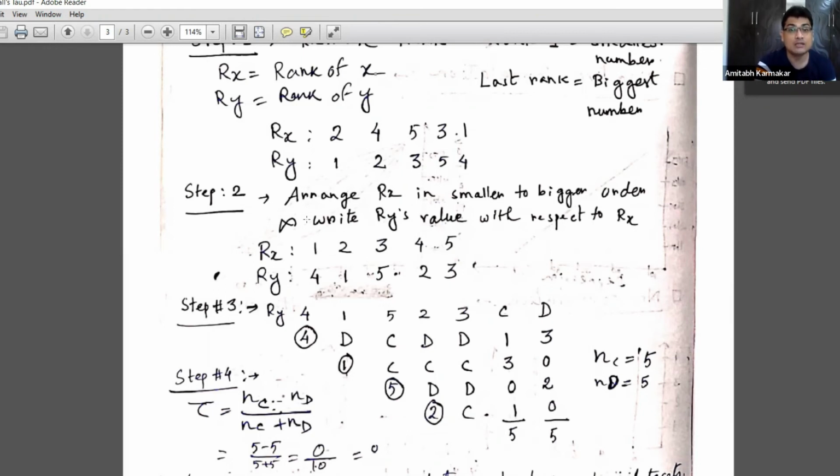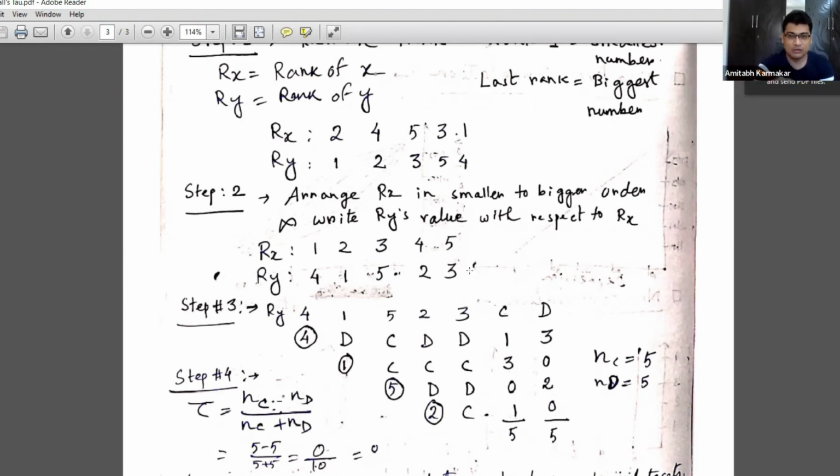So what is below 1 in Ry? That is 4, so I'll write 4. What is below 2 in Ry? That is 1, we'll write 1. What is below 3 in Ry? That is 5, we'll write 5. What is below 4 in Ry? That is 2. And what is below 5 in Ry? That is 3. So 4, 1, 5, 2, 3. That's the final sequence.